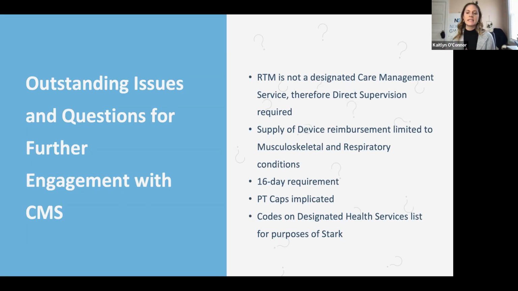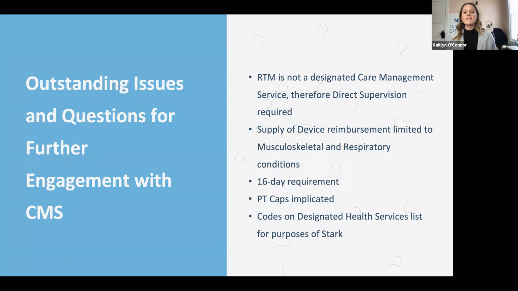But the ones that we've listed here are, first and foremost, RTM is not a designated care management service and therefore requires direct supervision. Again, it's super important in a world where providers are already very overburdened with treating patients on a day-to-day basis, that they be able to outsource the service of reviewing the data as it comes in, doing that first pass to see what escalations might be needed or what interventions might be needed.